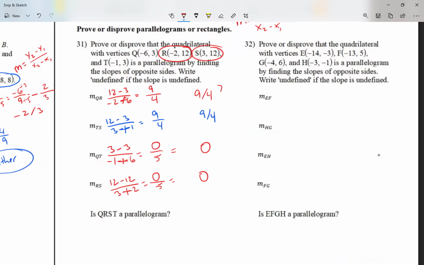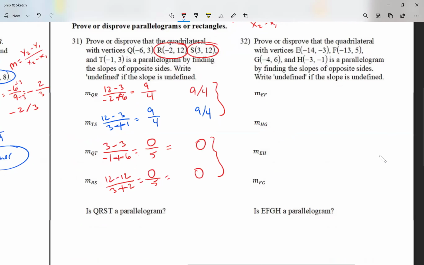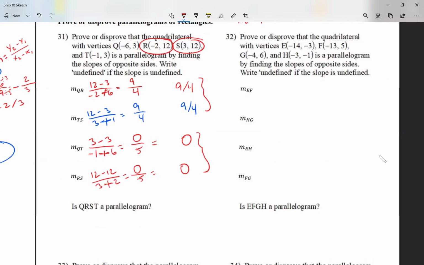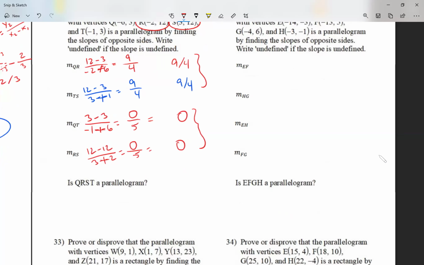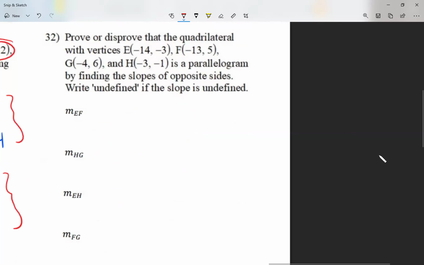I notice the first two have the same slope, so those are parallel. The last two have the same slope. Those are parallel. A parallelogram is when you have two pairs of parallel lines. So it means two lines are parallel, another two are parallel, not all four. So is QRST a parallelogram? Yes, because it has two pairs. Remember, pair means two. So two pairs of parallel lines. That's not bad. Let's take a look at number 32.